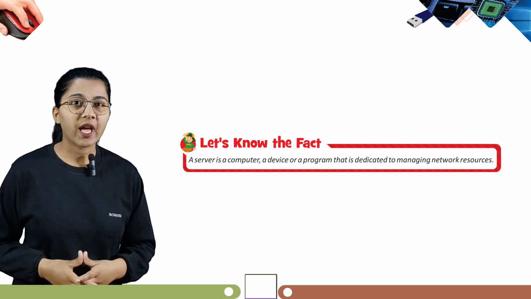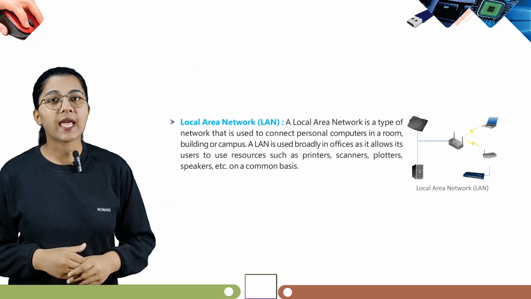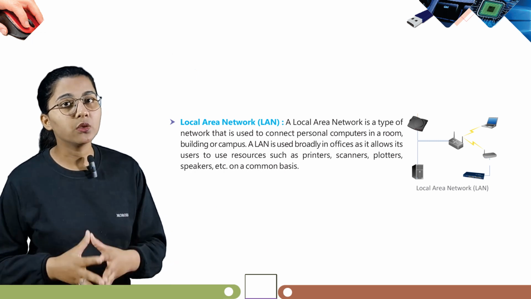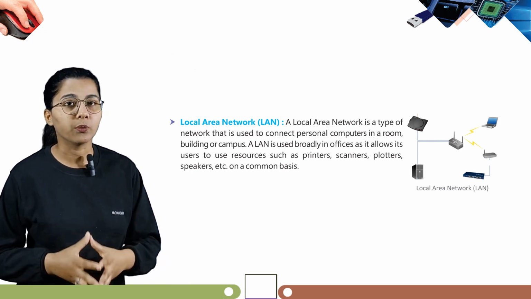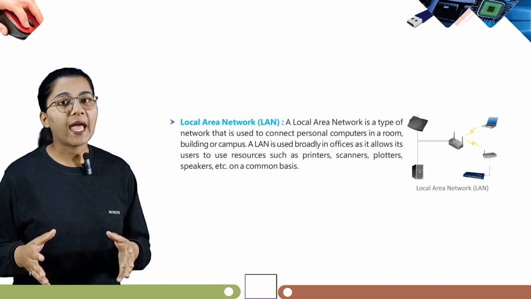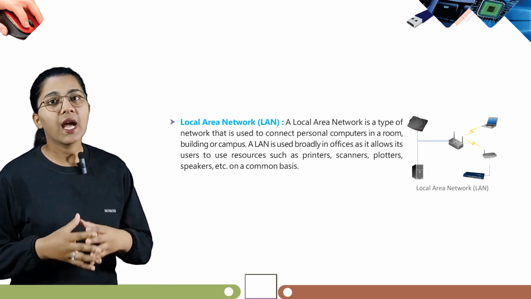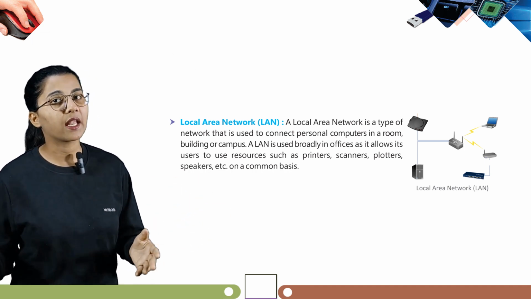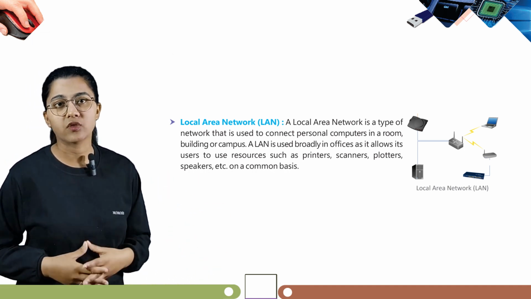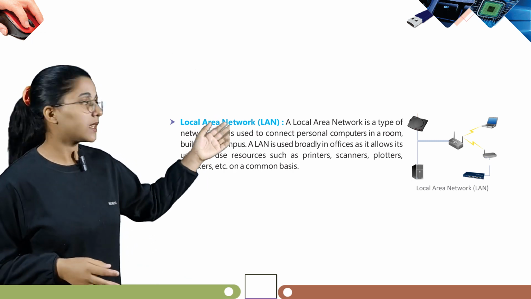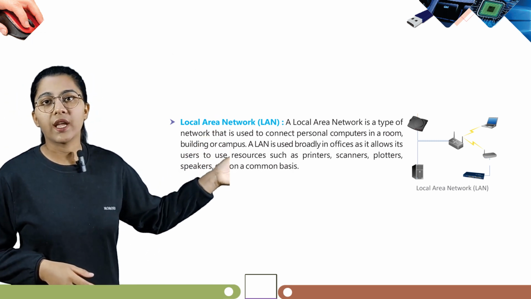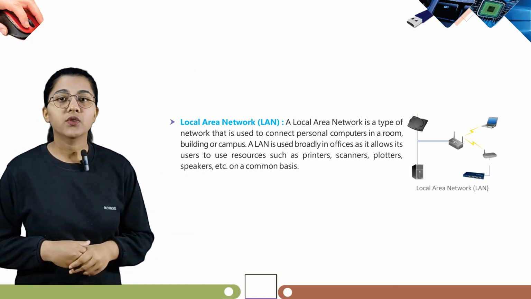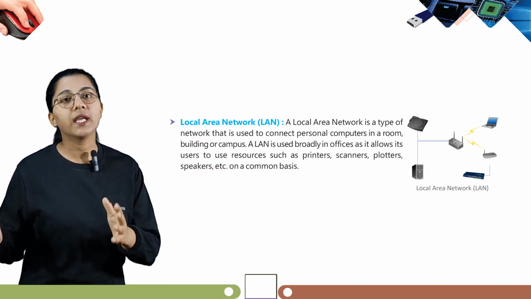Now students, next we have local area network, that is LAN. A local area network is a type of network that is used to connect personal computers in a room, building or campus. A LAN is used broadly in offices as it allows its users to use resources such as printers, scanners, plotters, speakers, etc. on a common basis. Here you can see the picture of a local area network. Here you can see scanners, plotters, speakers and etc. So students, these are some examples of local area network.